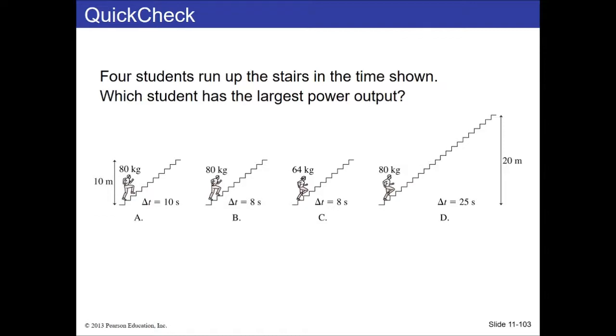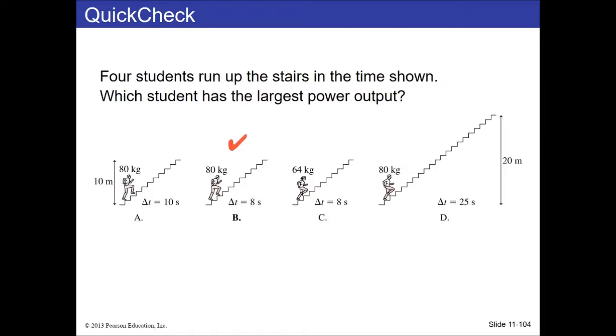You can work out mass, g, height, divide that by delta t, and what you will find here is that the answer is B. So what's happening here is we have the most amount of mass going up the steps at a faster rate. You can see that B is more power than A because you're going up the same height faster, so that's more power. We could tell that B is better than C because we have more mass in the same amount of time. So that requires more energy to make a greater mass go up the stairs.